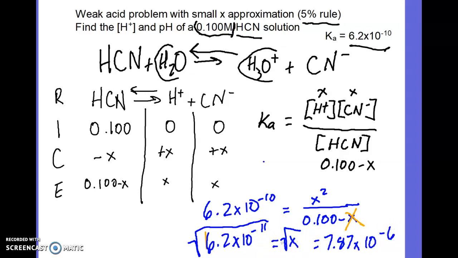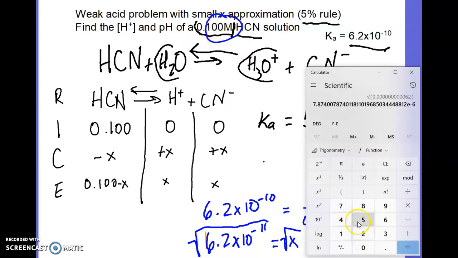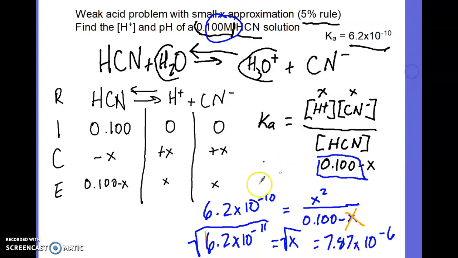I only have a minute left in this video. So what you want to do is take that and compare it to the original concentration up here, and see if that's 5%. So I'm going to take this number and divide it by 0.1, and that gives me a small number. Multiply by 100 to put it into a percentage, and that gives me 0.078%. So that's smaller than 5%.